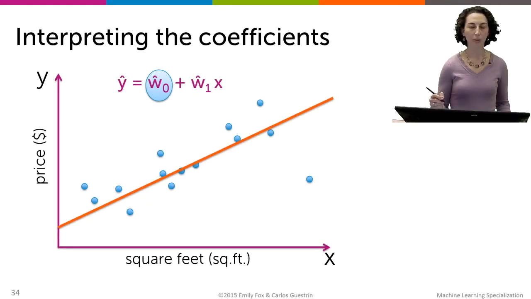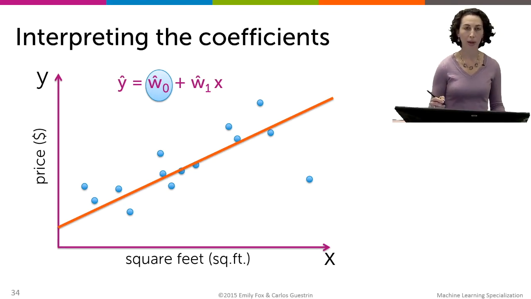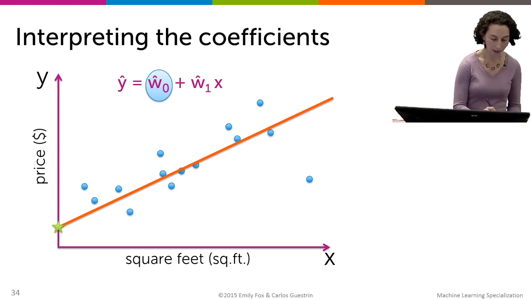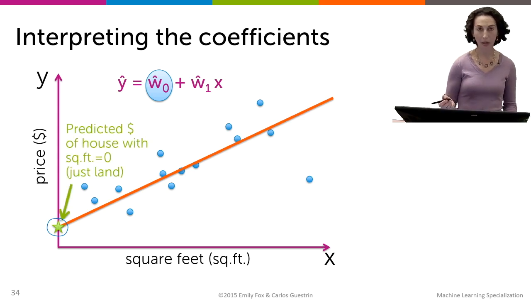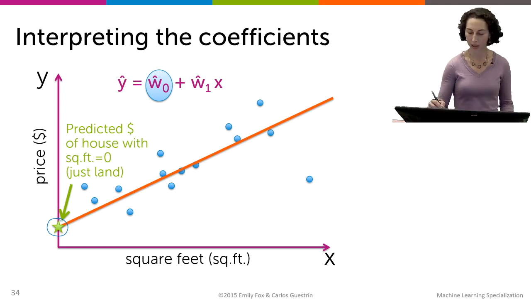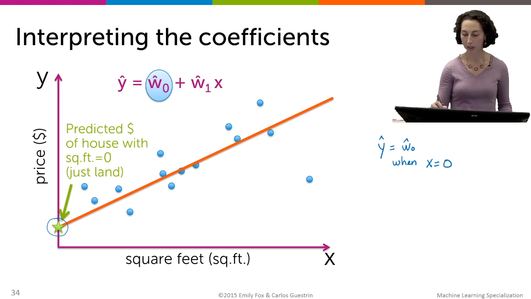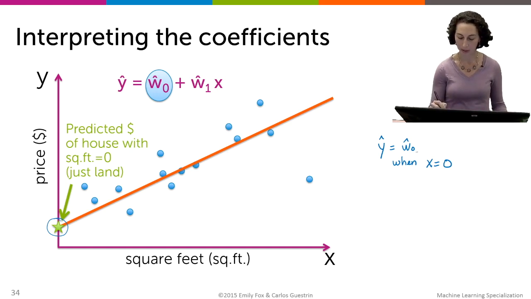Okay, so now let's talk about how we're going to interpret the coefficients of our fitted line. Let's start with w hat 0, our estimated intercept. That's this point right here, this green star. What does that represent? Well, it's the predicted value of a house with 0 square feet. We can think of that as just land, because y hat is equal to w hat 0 when x equals 0. So when there's no square feet, our predicted house value is exactly equal to w hat 0.